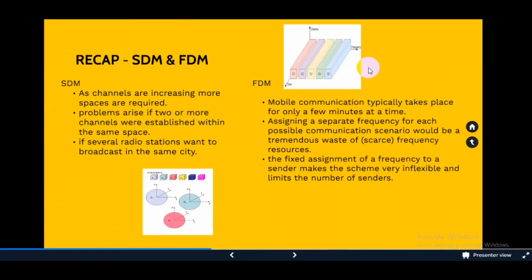But when we talk about mobile communication and allocating this kind of frequency, in that particular scenario, the mobile communication takes place only for a few minutes at a time.